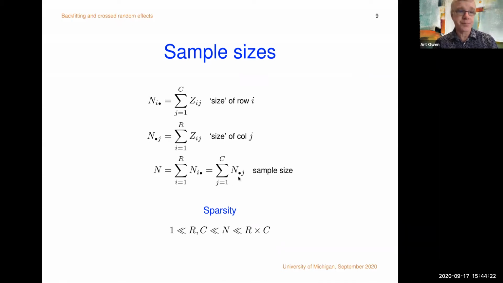Now, in our assumptions, we're going to assume that there are a lot of rows and columns, way more than 1. But the number of data points is way more than the number of rows and columns. And the number of data points, however, is way less than the number you could have got. Maybe you only saw 1% of all of the combinations, or even less. So this is the ranking of dimensions: 1 is way less than R and C, which are way less than N, which is way less than R times C.